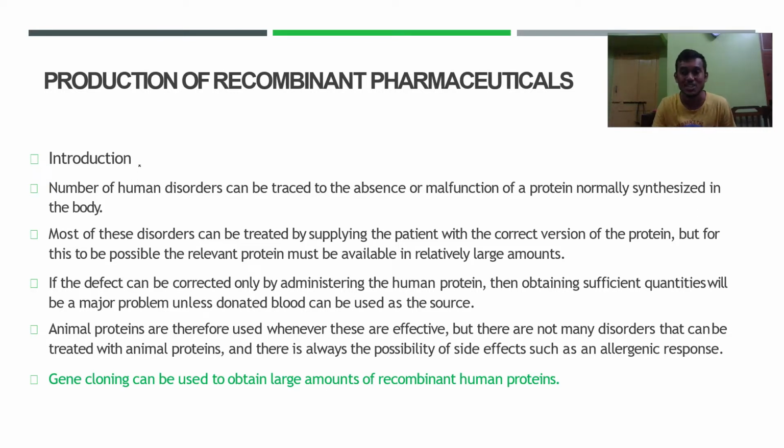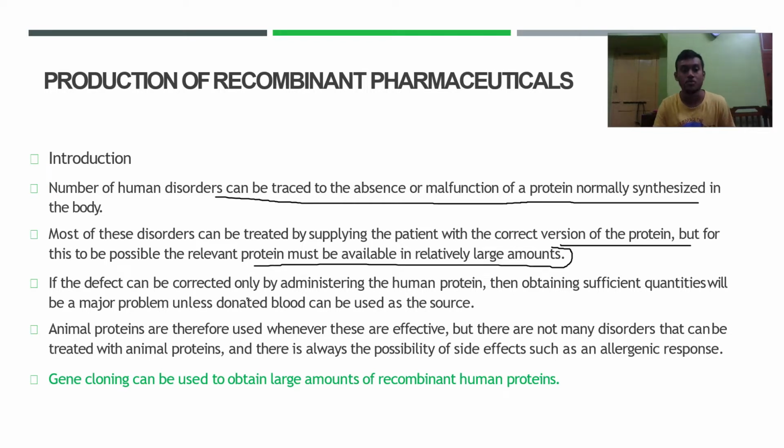A number of human disorders can be traced to the absence or malfunction of a protein normally synthesized in the body. Most of these disorders can be treated by supplying the patient with the correct version of the protein, but for this to be possible, the relevant protein must be available in relatively large amounts. If the defect can be corrected only by administering the human protein, then obtaining sufficient quantities will be a major problem unless donated blood can be used as a source.